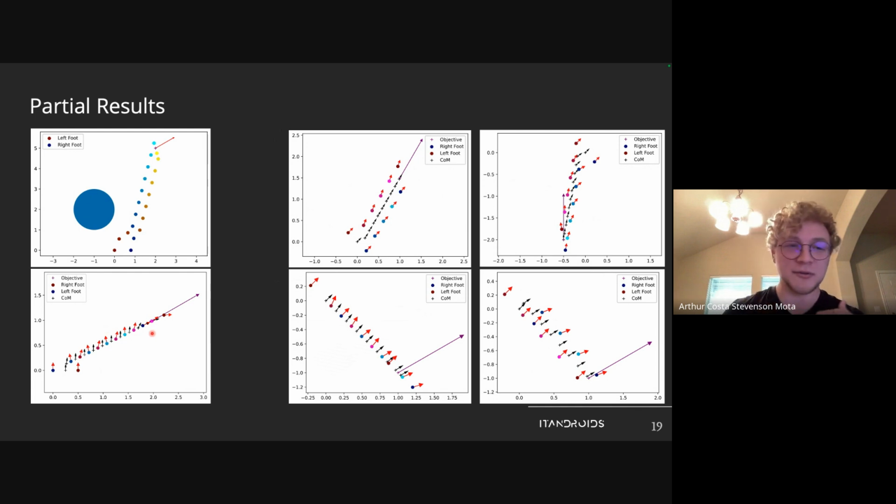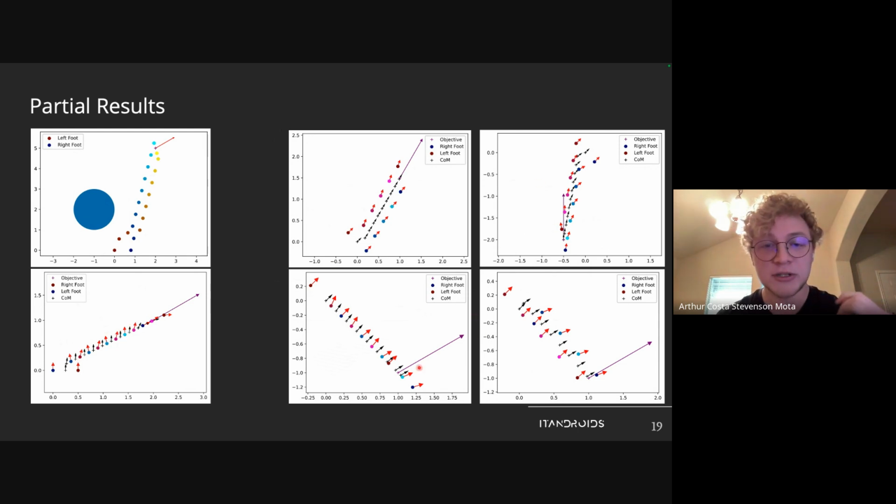This one is a later version, and you can see here already that each point on the graph represents a foot position, so left foot and right foot, and this here represents an obstacle. And the arrows represent the angle of the foot. But in this later version, you can see that there is a problem here where the planner considers that the robot is able to cross each foot, which is obviously not true.